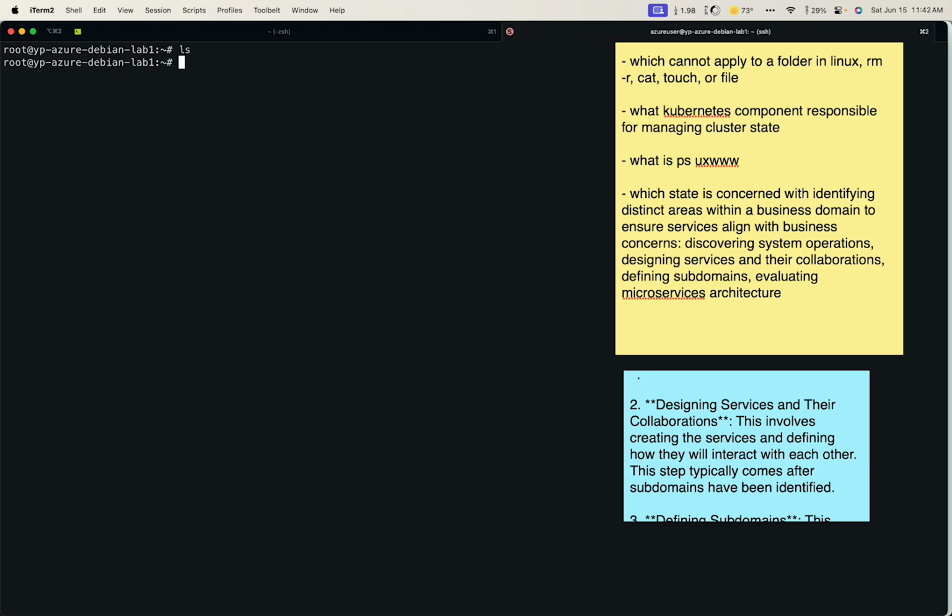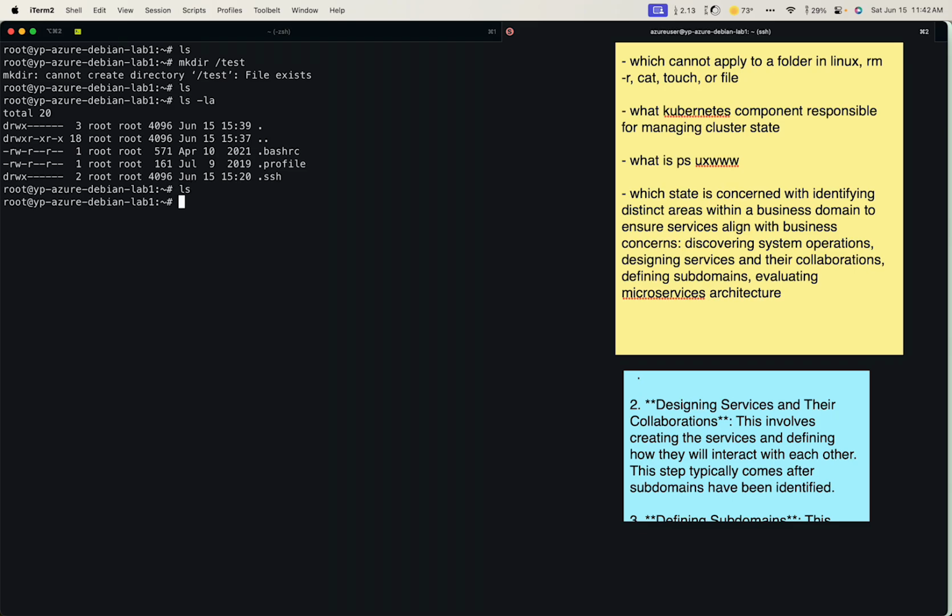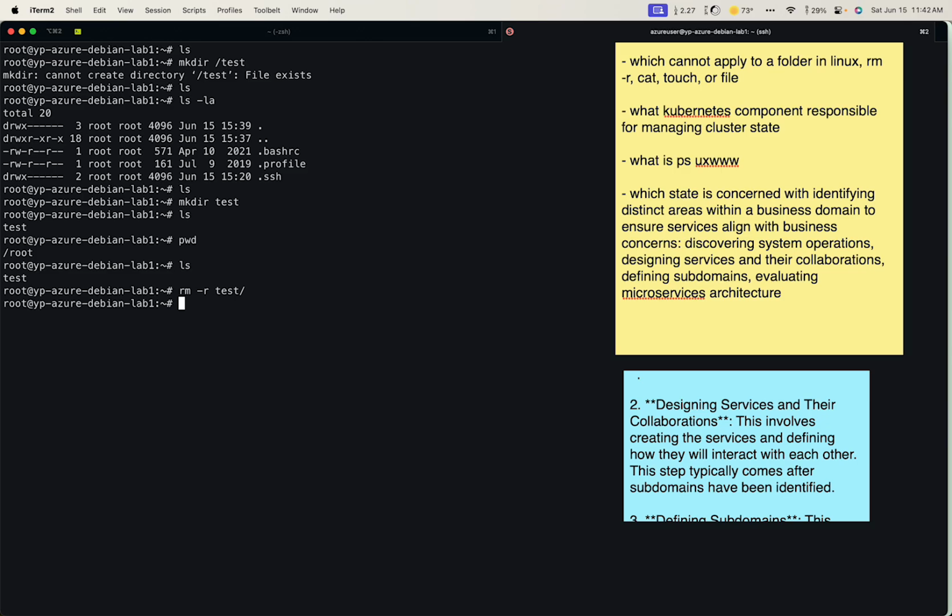First one was which cannot apply to a folder in Linux? Which command? It would be rm -r, cat, touch, or file. So which one do you think? So if I was to make a test directory here, okay, there already is a test directory. There's a test directory right in my /root/test. Which one do you think? I know you can definitely run an rm -r and remove that directory. I've done that plenty of times.